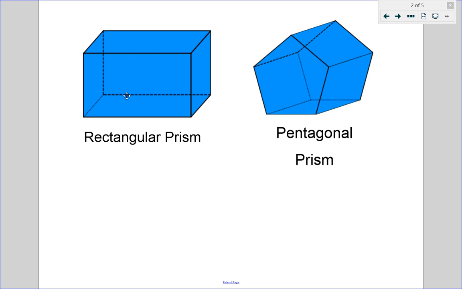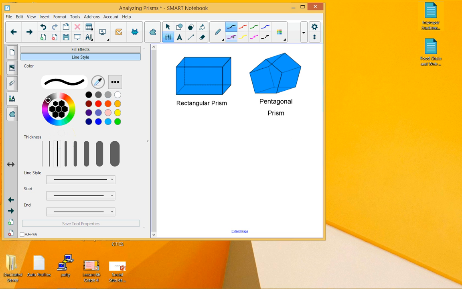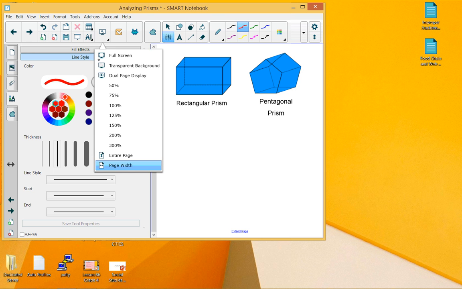So we have a rectangular prism. Prisms are named based on the faces that they have. So this one here, here's a rectangle. That's one of the faces of it, and so this is based on the rectangle there. Let me get my pen up and running here. Okay, so let's take a look at these. See if we can identify some of the prisms and why they're called what they are.